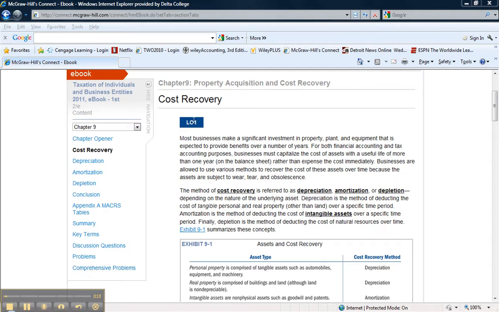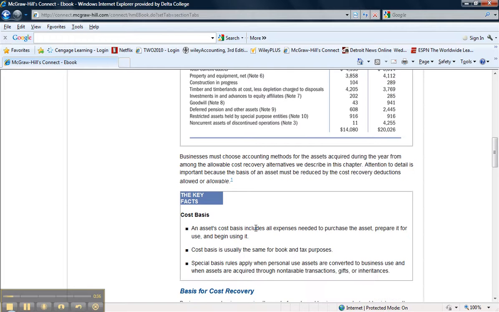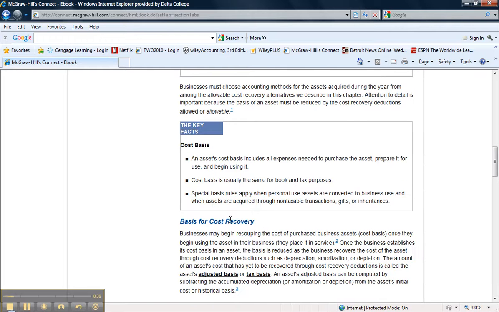So, in Learning Objective 1, the primary focus here is discussing what depreciation is, also known as cost recovery. We're also going to deal with amortization to a lesser extent. We're not going to talk about depletion at all. So it talks about what cost recovery is. It also talks about what factors go into calculating basis for cost recovery. Basis is just a fancy word for cost.